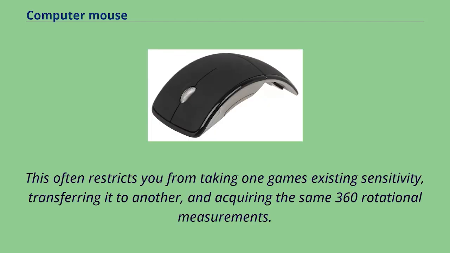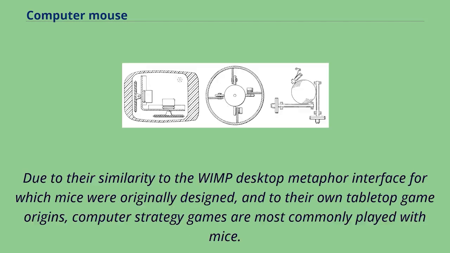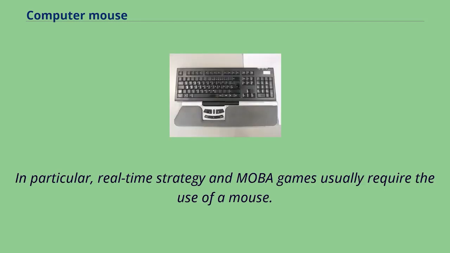This often restricts you from taking one game's existing sensitivity, transferring it to another, and acquiring the same 360 rotational measurements. A sensitivity converter is required in order to translate rotational movements properly. Due to their similarity to the WIMP desktop metaphor interface for which mice were originally designed, and to their own tabletop game origins, computer strategy games are most commonly played with mice. In particular, real-time strategy and MOBA games usually require the use of a mouse.